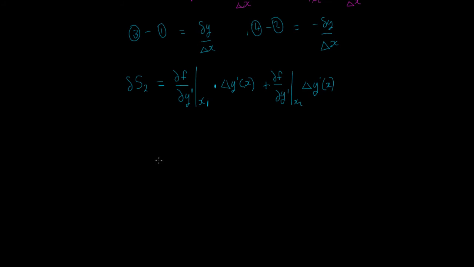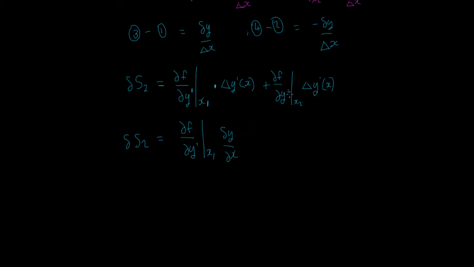Now, if we then place these in for here, we will get delta S2 equals df by dy derivative by x1 times delta y derivative. Well, the delta y derivative we just worked out is that dy by dx.